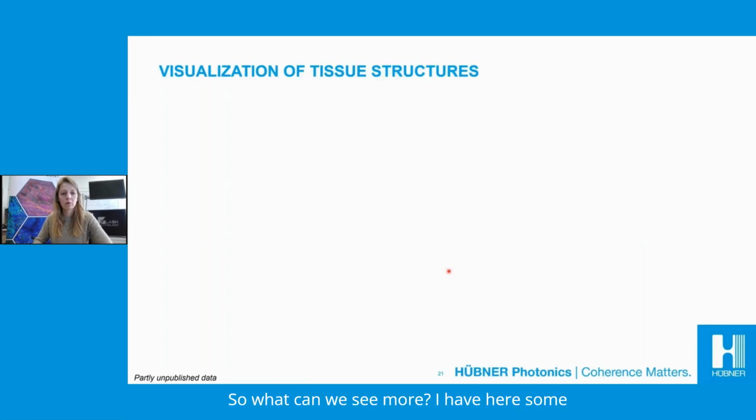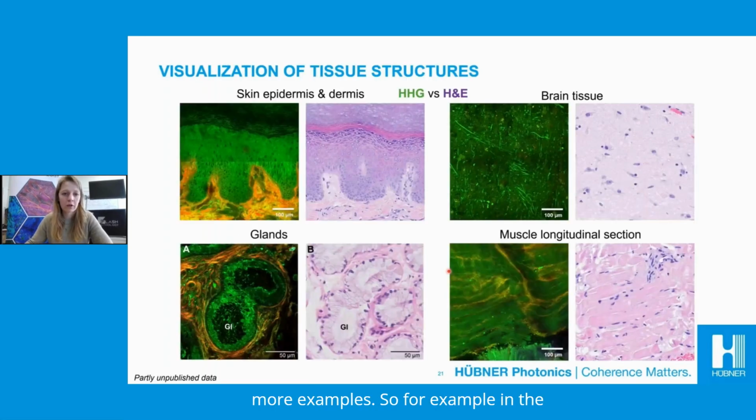So what can we see more? I have here some more examples. So for example, in the skin, you see beautifully the different cell layers. And then you go into the dermis where you have much more collagen. And I show here the correspondence with the histology. And you see that they show similar features.